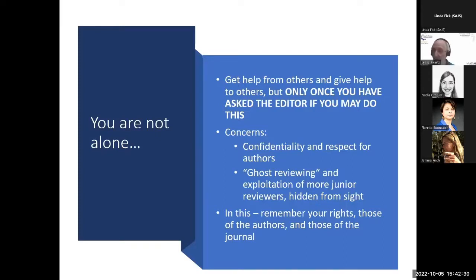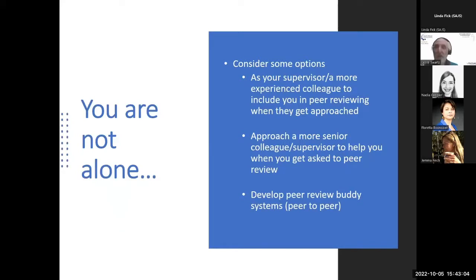Another practice, which is a very bad practice, but I'm afraid it does happen, is that some people will just give a submission to their PhD or master student without telling the editor, get that student to write the review and then send the review in under their own name. That's not ethical, because they're exploiting junior reviewers. So remember your rights, because many of you on this call are junior, but remember those of the authors and those of the journal.